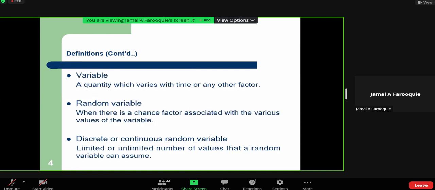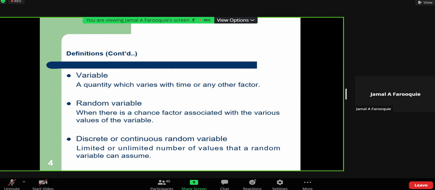So this is what is written here. Variable means a quantity which varies with time or with any other factor. A random variable is when there is a chance factor associated with the various values of the variable. Depending on its nature, we can have a discrete or continuous variable: if the variable can assume only a limited number of values, it is discrete, and if it can assume unlimited values, it is continuous.